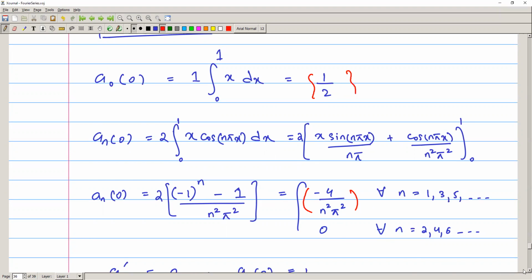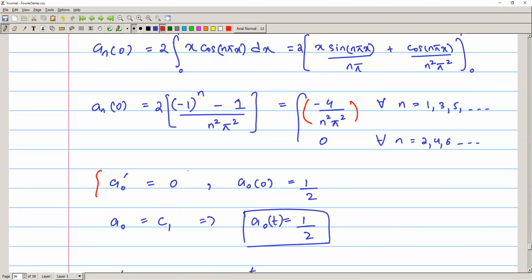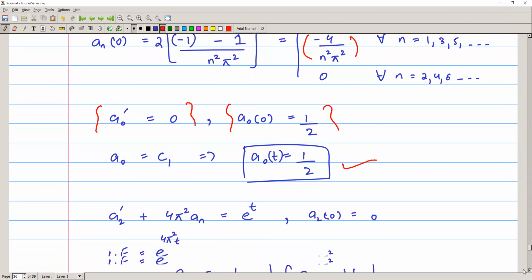So here a naught prime is equal to 0 because f0 is 0 and a naught of 0 is equal to 1 over 2. Using the initial condition, we'll solve the differential equation. So we'll get a naught of t is equal to half.